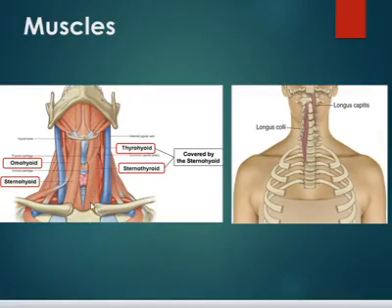Sternothyroid muscle originates from posterior surface of manubrium sterni, and this muscle is inserted on thyroid cartilage. Sternohyoid muscle, as the name tells, originates from posterior surface of manubrium sterni and is inserted on hyoid bone.